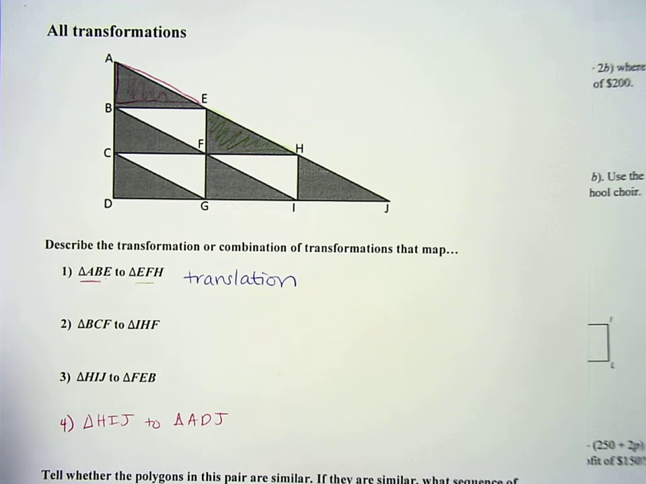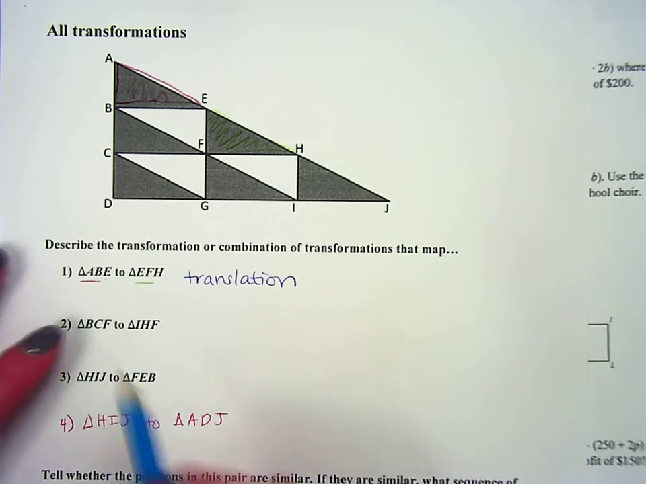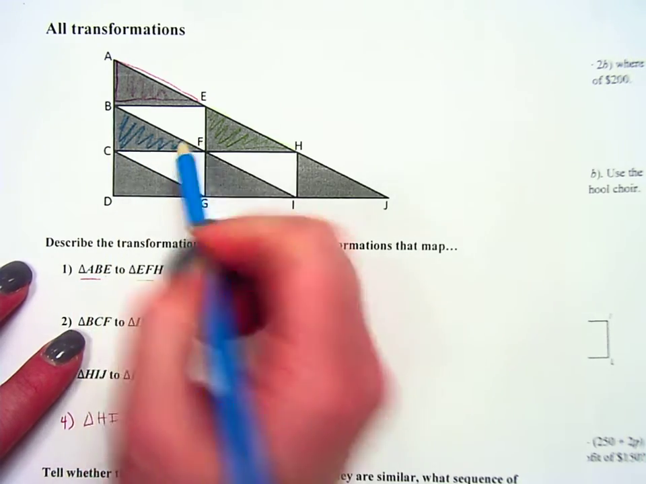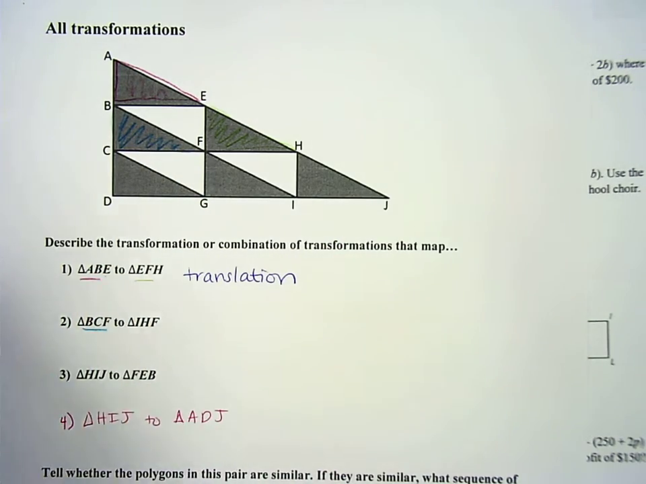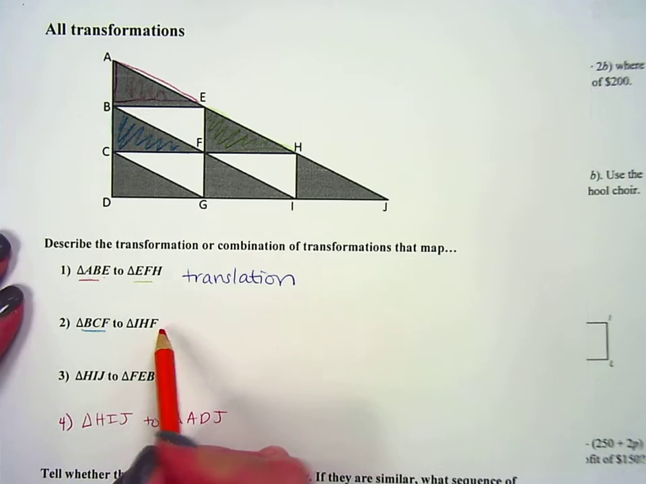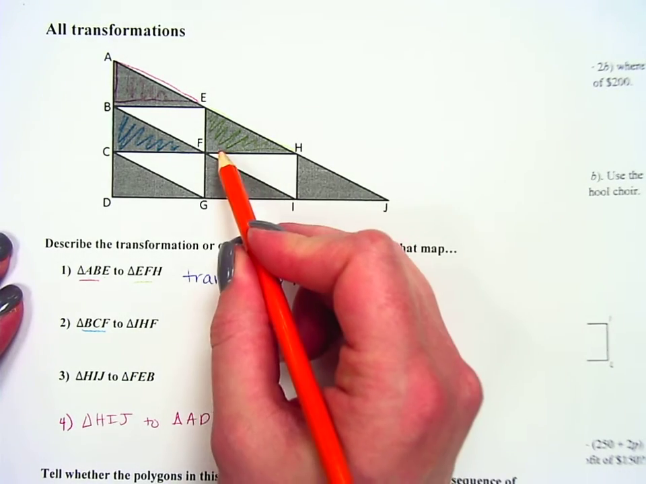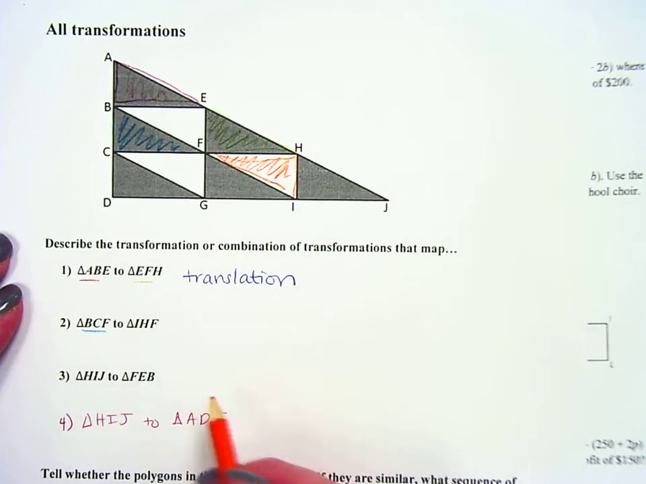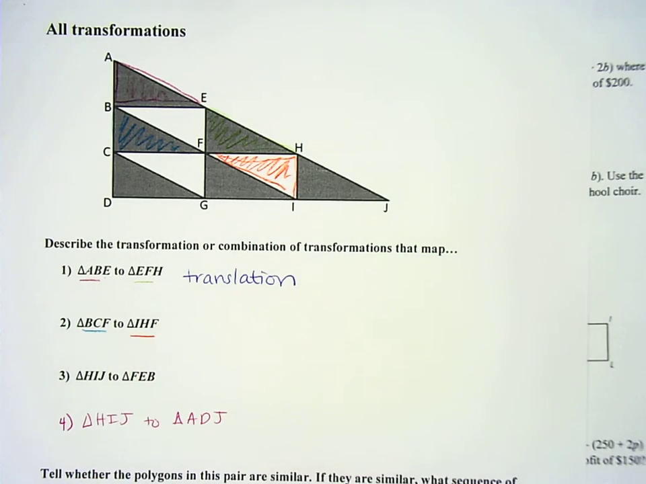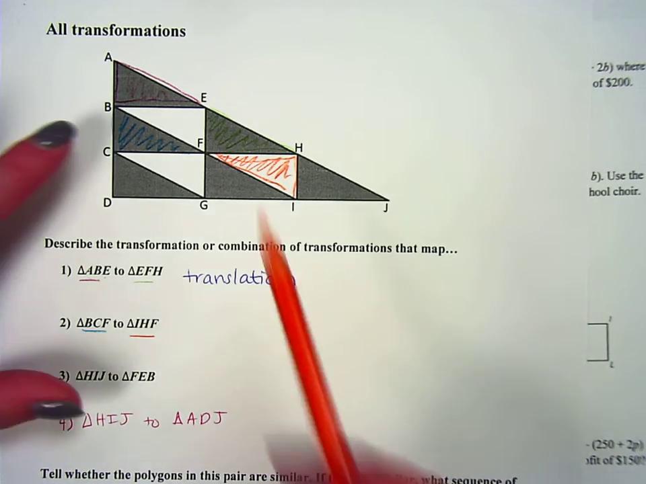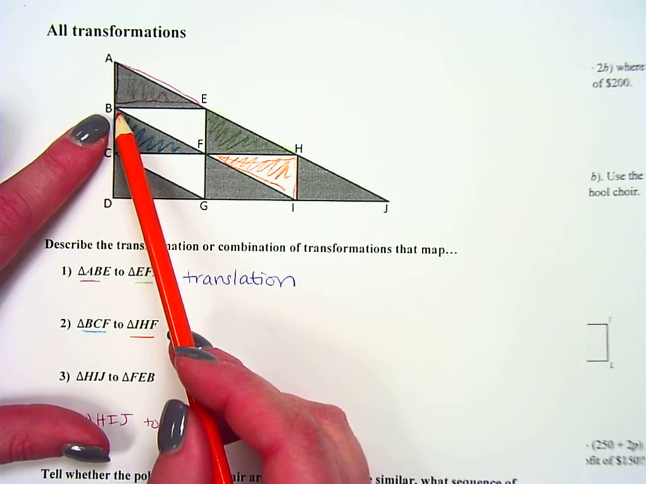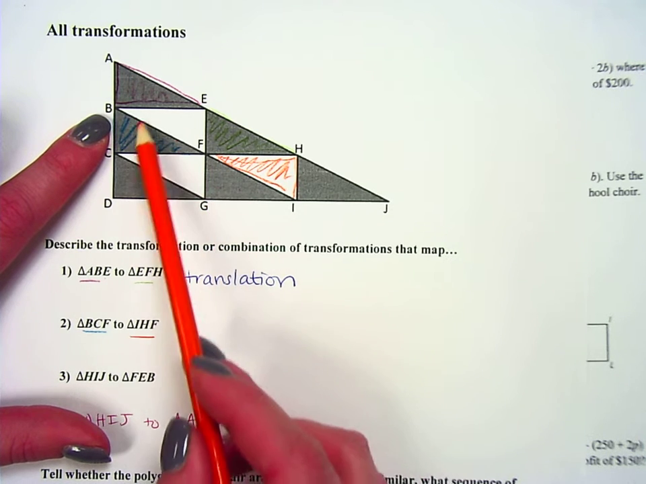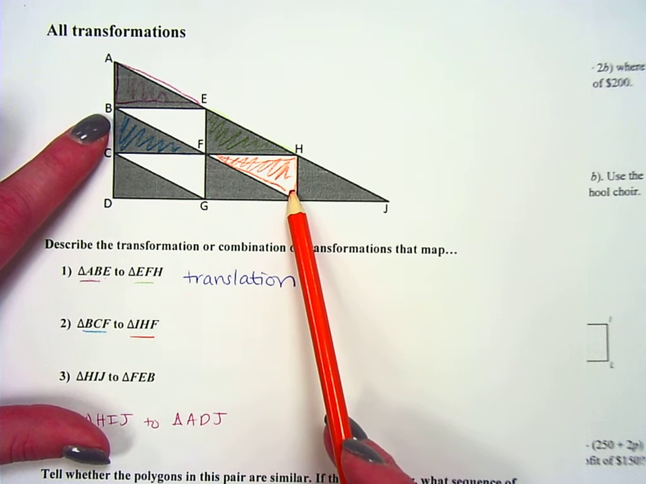My next one is BCF to IHF. So BCF, B to C to F, that's right here. And then we're going to I to H to F. So here's I to H to F. This time I'm asking myself again the same question. Did it remain upright? What was my top corner? Did it slide across and stay the same top corner? No, it did not. It actually got turned all the way upside down.